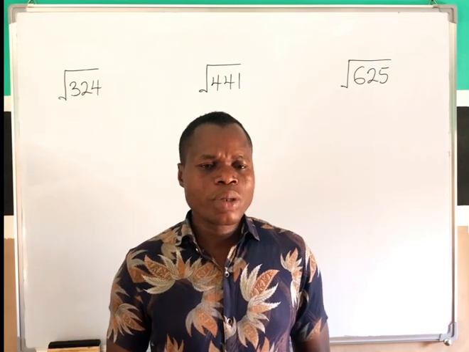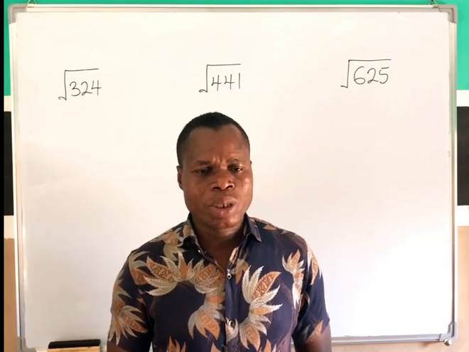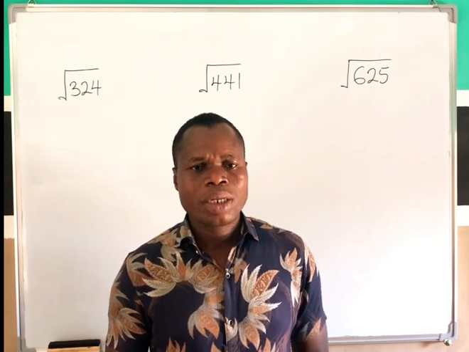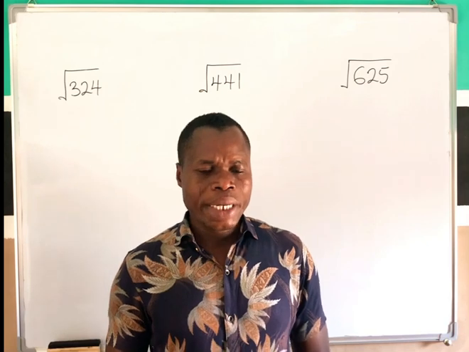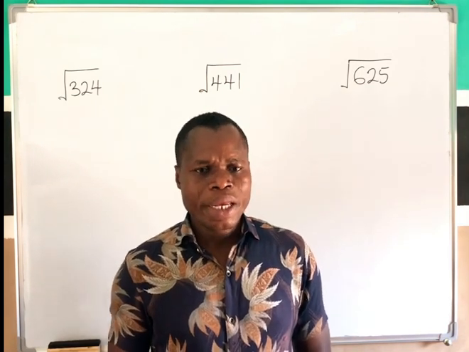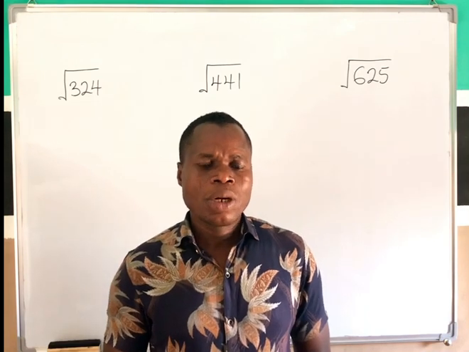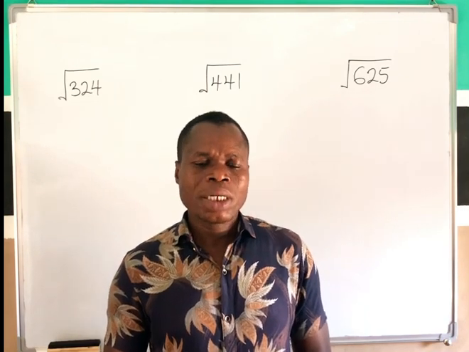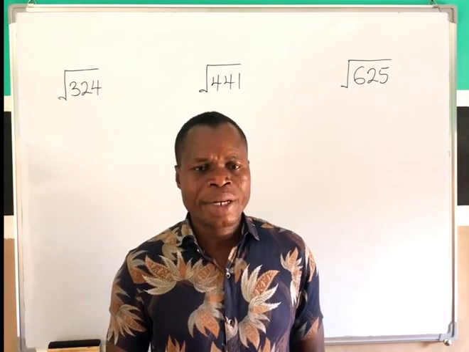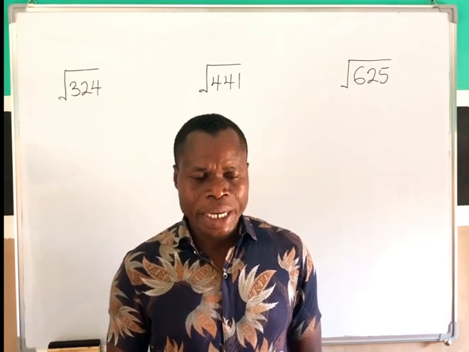Today, we are going to learn how to find the square root of a perfect square number without using a calculator. The method that we are going to use is the prime factorization method. If you remember, in our previous lesson on this topic, we learned how to use the repeated subtraction method to find the square root of perfect square numbers without using a calculator.